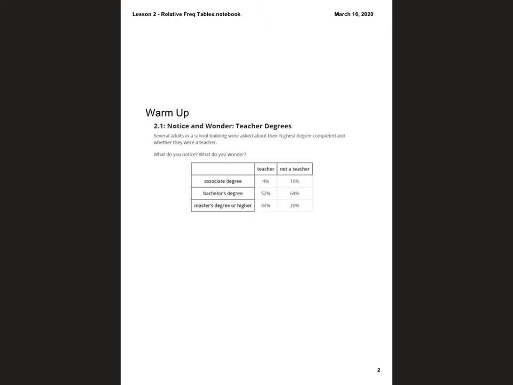Take a look at this chart. What do the percentages add up to? Do you know how many people were surveyed? What were the categorical questions asked? This is a frequency table.